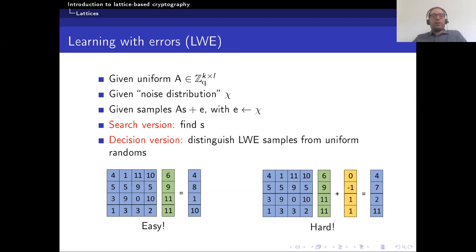Different versions of the problem can be defined here, such as the search version or the decision version. In the search version, you are asked to find the value of S when you have A and T. In the decision version, you have to distinguish between the LWE samples and uniform random values. So we can create a hard problem using the lattice called learning with errors.